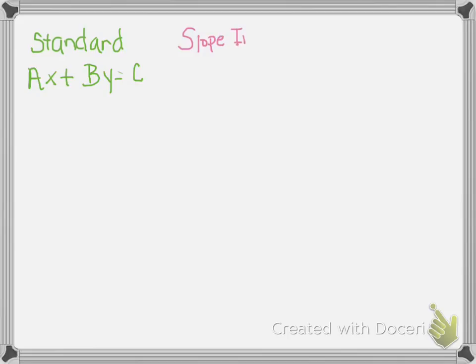Okay, the purpose of this video is to convert equations. We're going to look at several equations. The first one that we're going to start off with is the standard form, where we have ax plus by equals c. Another equation that we're looking at is the slope-intercept form, where we have y equals mx plus b, where m is your slope and b is your y-intercept.